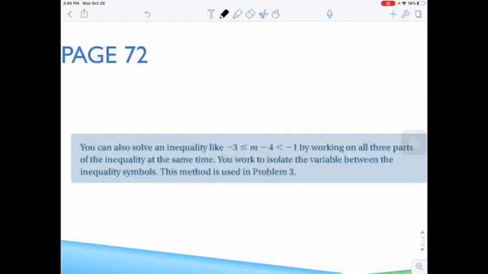Section 1.8, example 3 on page 72. You can also solve an inequality like -3 is less than or equal to m minus 4 is less than -1 by working all three parts of the inequality at the same time. You work to isolate the variable between the inequality symbols. This method is used in problem 3. That is also the method that we did in the video in problem 2.